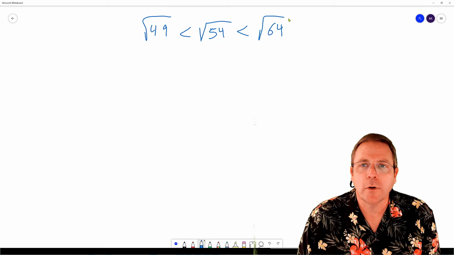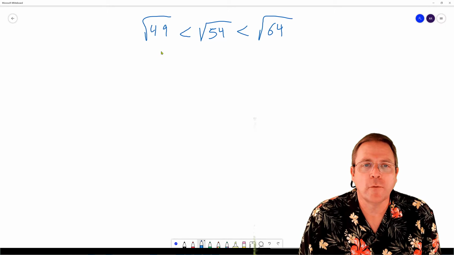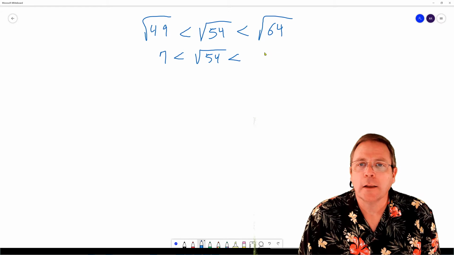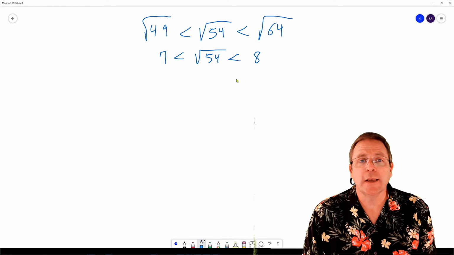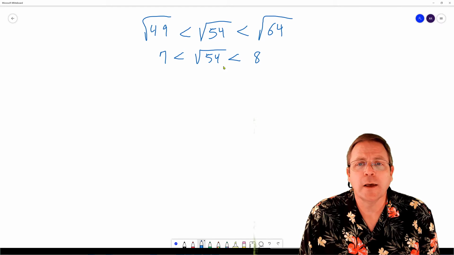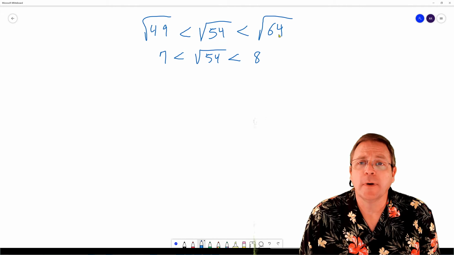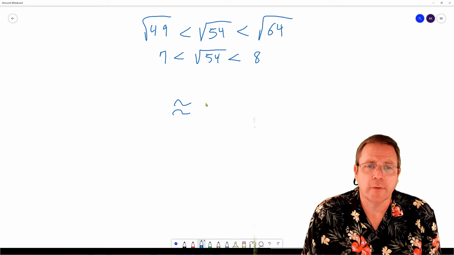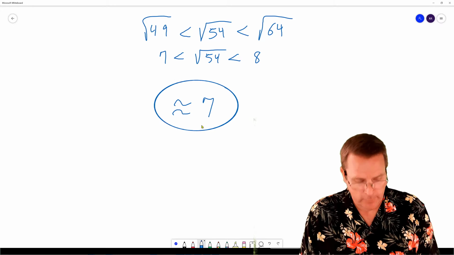So I have to take the square root of both of those. The square root of 49 is 7, which is less than the square root of 54, which is less than the square root of 64, which is 8. That tells me that the square root of 54 is going to lie between 7 and 8. Next, I'm going to say, what's it closer to? Well, 54 is 5 units away from 49, but it's 10 units away from 64. That means my answer is going to be about 7.